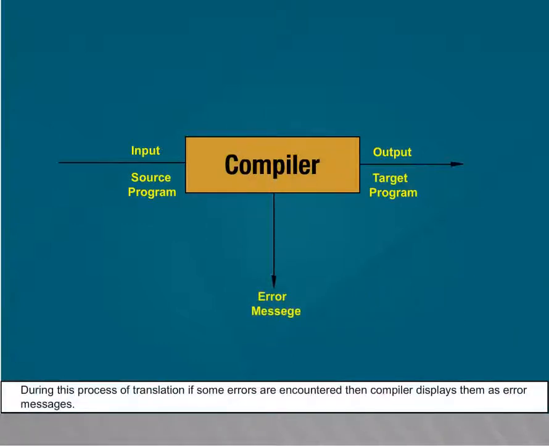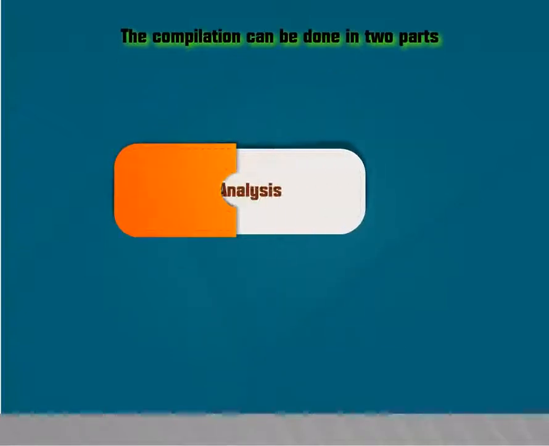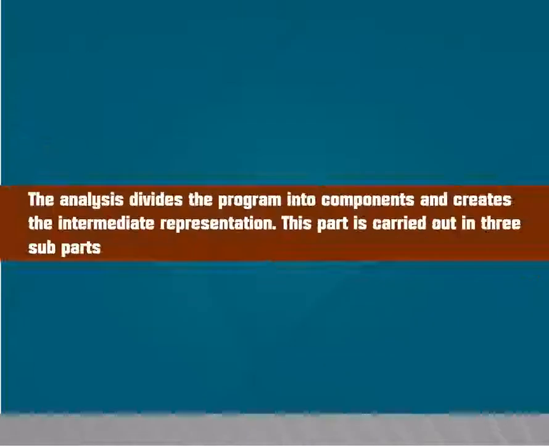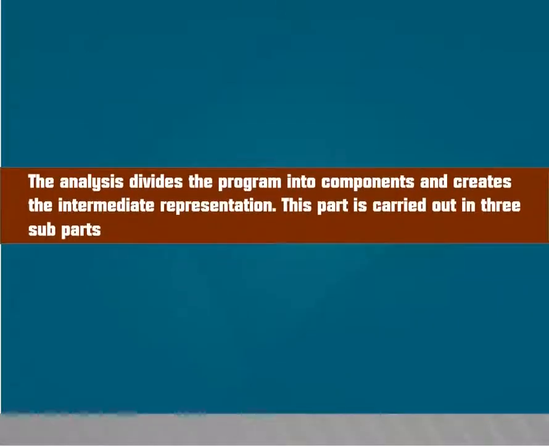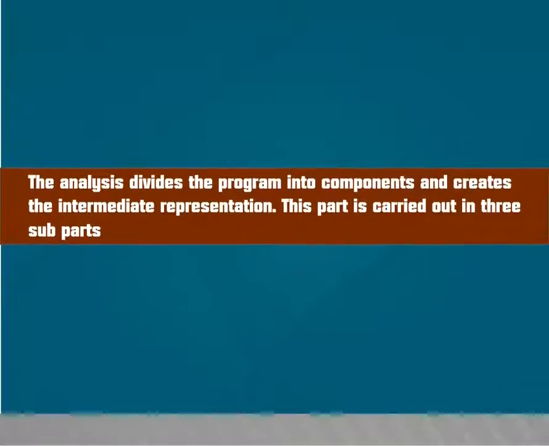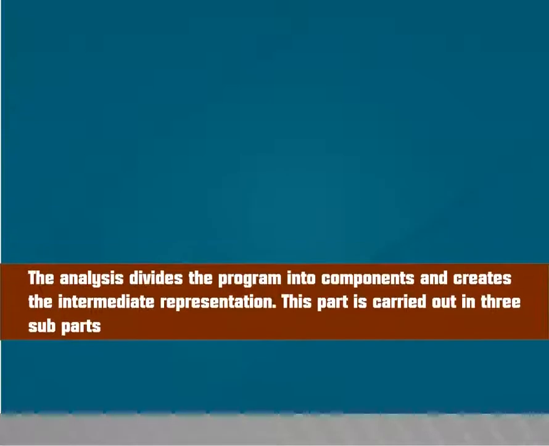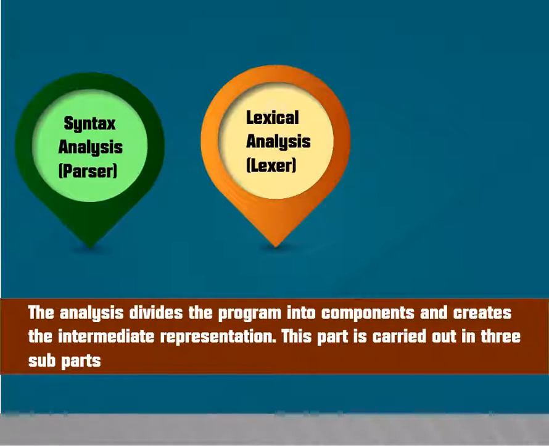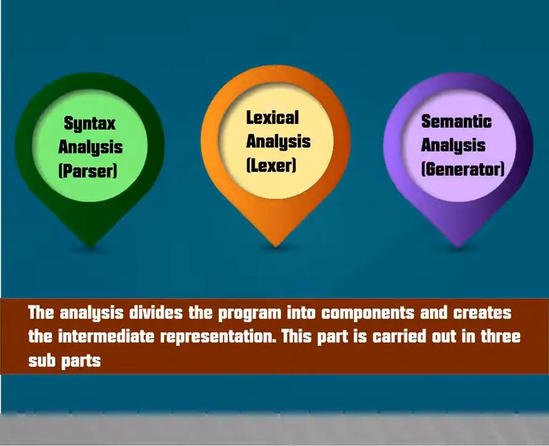During this process of translation, if some errors are encountered, then the compiler displays them as error messages. The compilation can be done in two parts: analysis and synthesis. The analysis divides the program into components and creates the intermediate representation. This part is carried out in three subparts: lexical analysis, that is lexer; syntax analysis, that is parser; semantic analysis, that is generator.